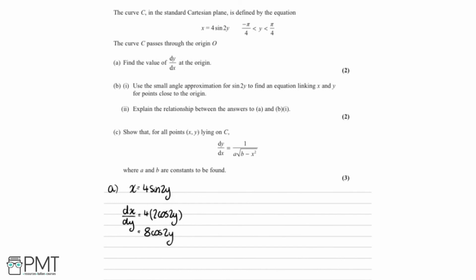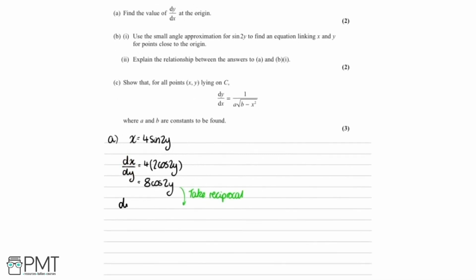This is great, however, we need to look at dy by dx, but we've got dx by dy. So what we're going to do is take the reciprocal of both sides. If we do that, we're going to get the dy by dx we want on the left hand side, and it's going to be 1 over everything. So 1 over 8 cos 2y on the right hand side.